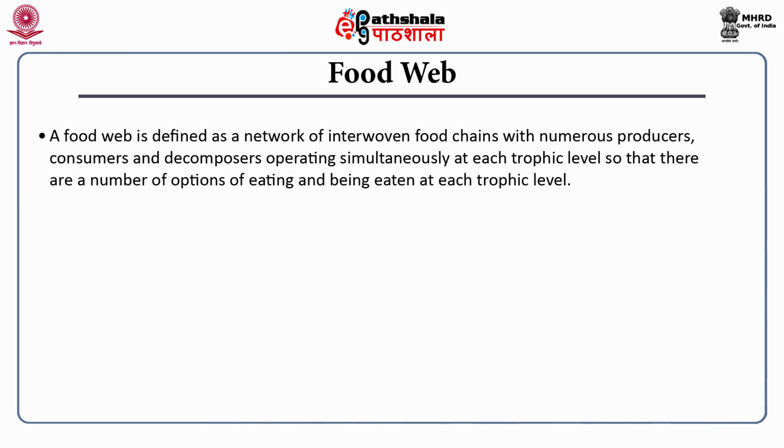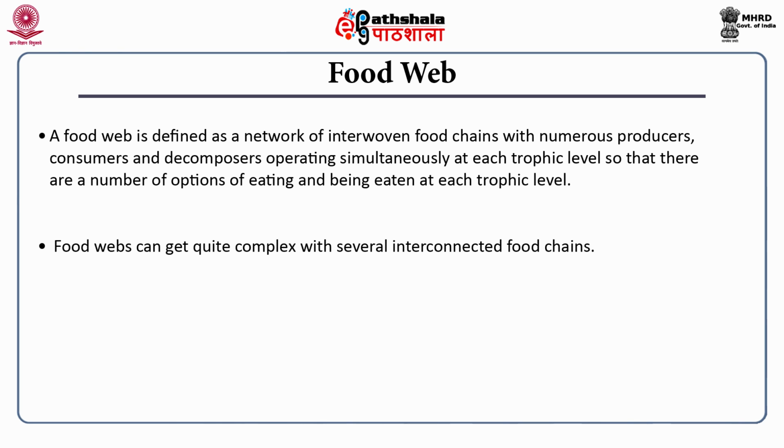Food web. A food web is defined as a network of interwoven food chains with numerous producers, consumers, and decomposers operating simultaneously at each trophic level, so that there are a number of options of eating and being eaten at each trophic level.